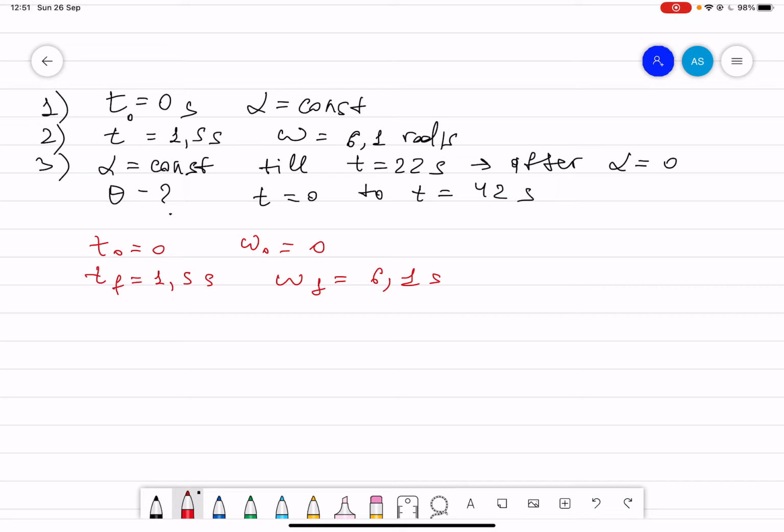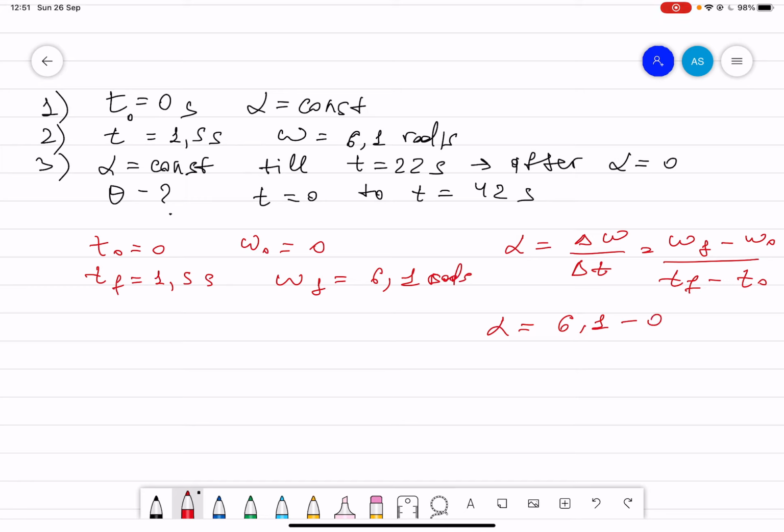Then from here, we can find the angular acceleration, alpha, where alpha is equal to delta omega divided by delta t, where omega final minus omega initial divided by t final minus t initial. So if you want to find alpha, it becomes 6.1 radians per second minus 0 radians per second divided by 1.5 seconds minus 0 seconds. So from here you can calculate alpha.